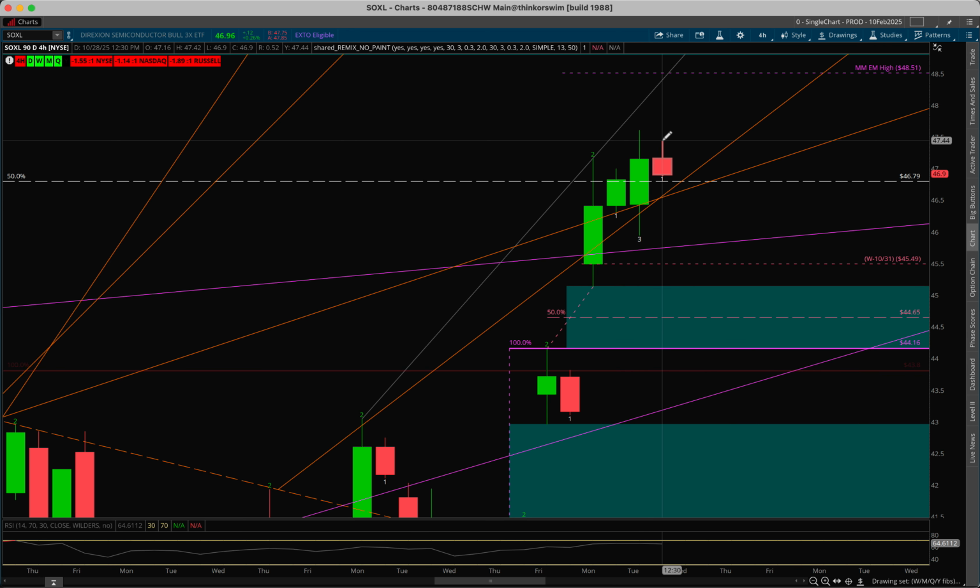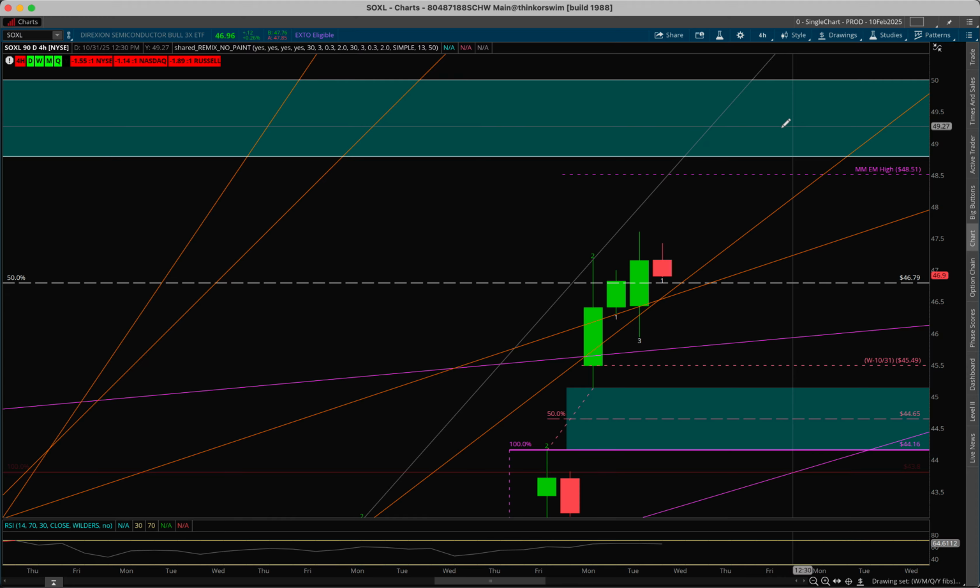Now, in reverse, if it goes to the upside, the trigger is the high of the second 4-hour candle from Tuesday, and then the magnitude is the high of the first 4-hour candle from Tuesday. So that's not a lot of magnitude there. And of course, we're in the uptrend, so you'd want to look for continued momentum to push up towards that market maker's expected move high and possibly even into this gap.